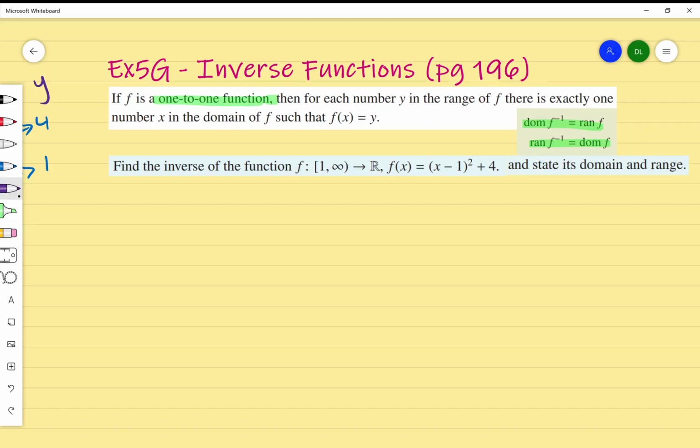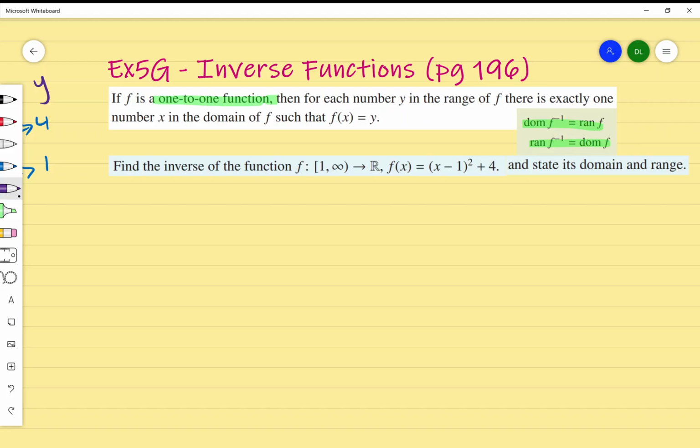So for this question, we need to find the inverse of the function, where the function goes from 1 to infinity towards all real values, where the function is f of x equals (x minus 1) all squared plus 4. We also need to state its domain and range. Typically if a question says to find the inverse, it's implied that you need to find the domain and range, but if they're asking for the domain and range, they will ask you to state the domain and range.